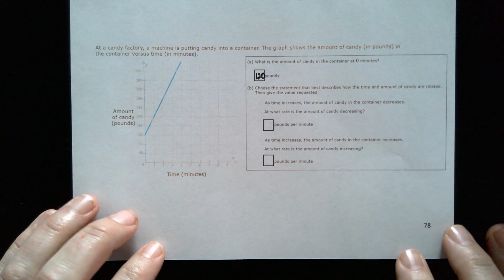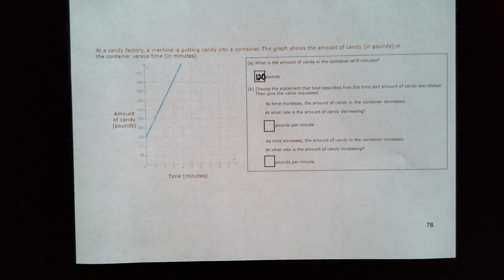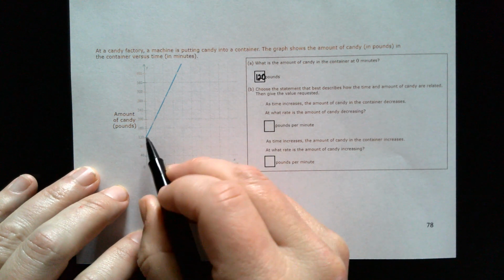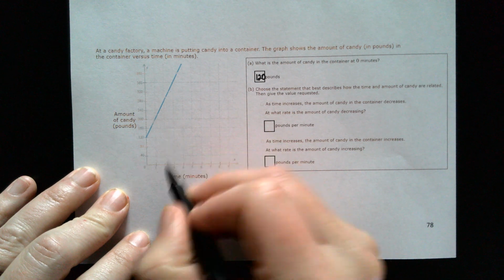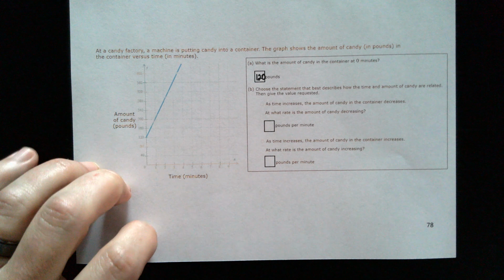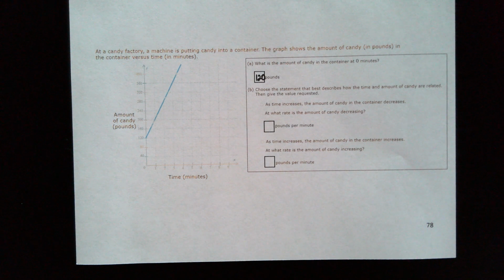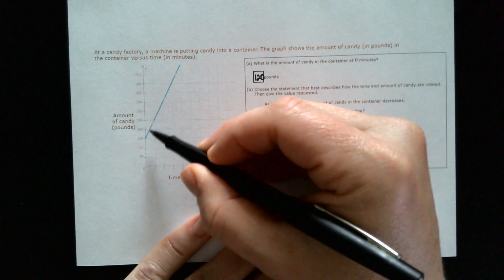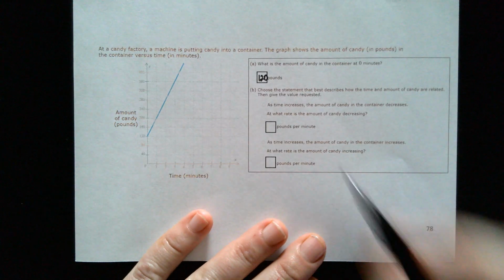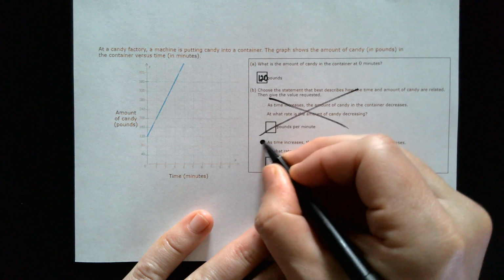Now we need to choose one of these to see how these two are related. As time increases, the amount of candy in the container decreases. Well, let's see. We start at 0, it's 120. If we move over to 1, it goes up to 200. So increase, and then also increase. So as the time goes by, the amount increases. So that's not this. This says as time increases, the amount of candy decreases, but this is a positive slope. So that can't be that one. We'll throw that one out. We'll choose this one. As time increases, the amount of candy in the container increases.